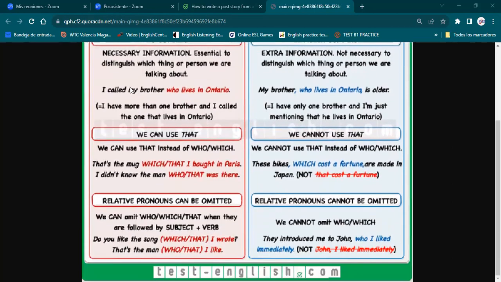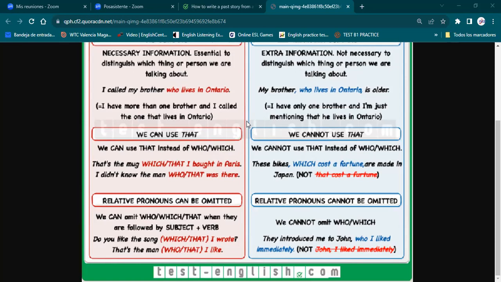Notice the difference. I call my brother who lives in Ontario. I have more than one brother. My brother, who lives in Ontario, is older. I have only one brother. Who lives in Ontario is additional. But if I say my brother is older, people understand I have only one brother.